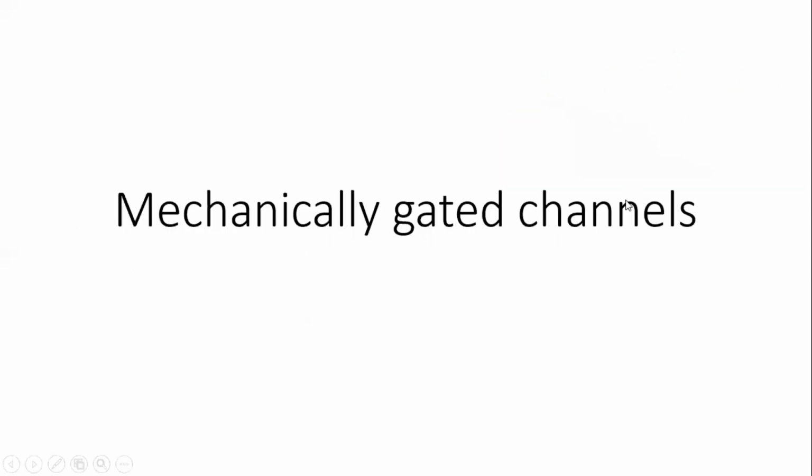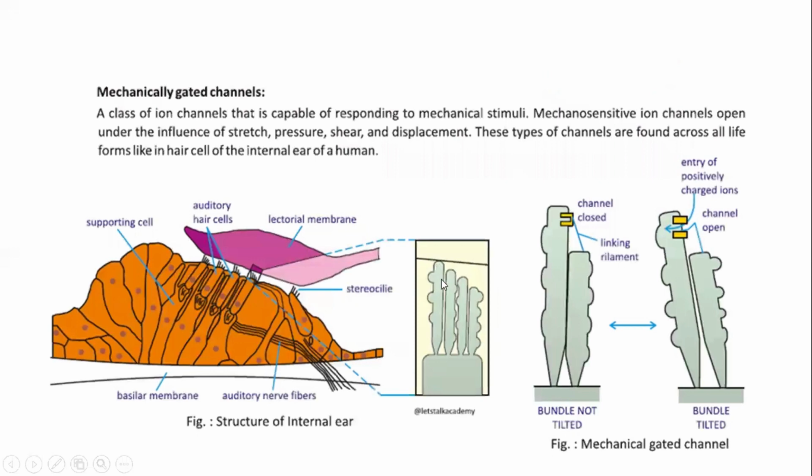Now let's talk about the mechanically gated channels. Okay, so mechanically gated channel, I think this is only the one example I have here. Okay, so it is a class of ion channels which is capable of responding to mechanical stimulus. For example, mechanosensitive ion channels get opened under the influence of stretch, pressure, shear and displacement. Okay? For example, here we have taken the example of the internal ear of a human.